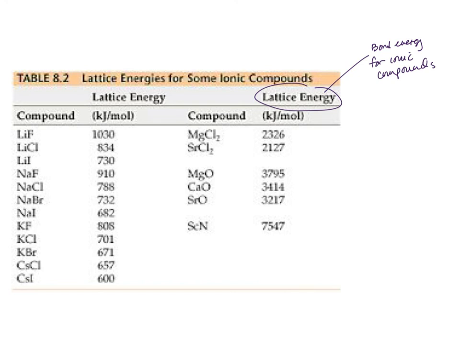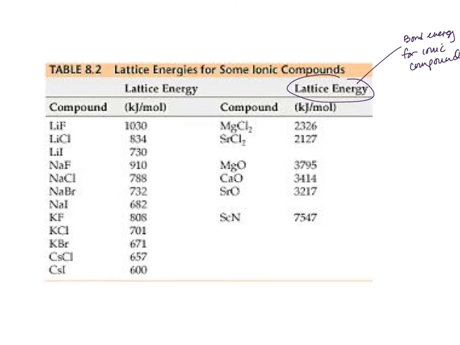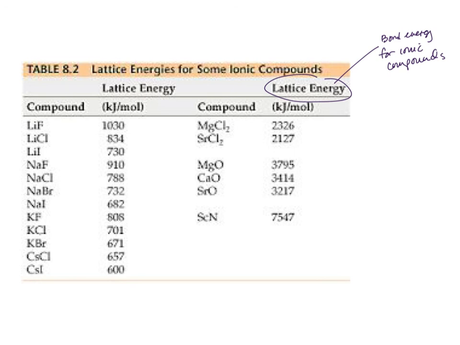So here's an important table that comes right out of your textbook in Chapter 8. And we're going to talk about what these lattice energy values mean. First, a definition of lattice energy. Okay, this is essentially bond energy for ionic compounds. It's the energy required to break up the crystal lattice and pull the ions apart, or the energy released when the ions come together to form the crystal lattice.